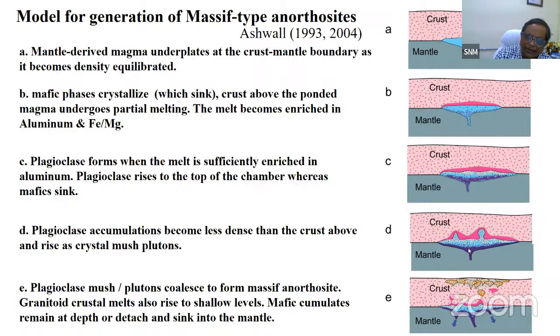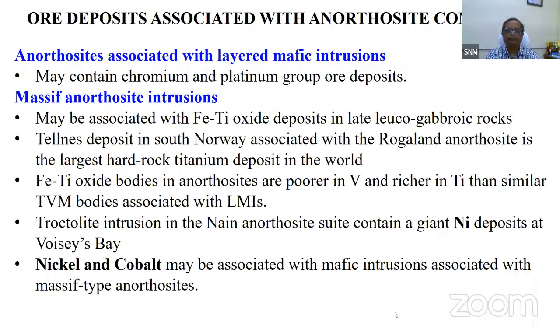And at the same time, the lower crustal melt, which is more or less granitic or charnockitic in composition, also surrounds the anorthositic rocks. That's why we see the AMCG complexes, that is anorthosite, mangerite, charnockite, and granite rocks together in massive type anorthositic complexes.